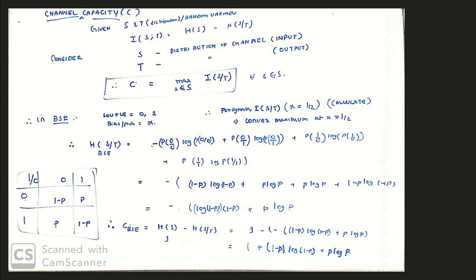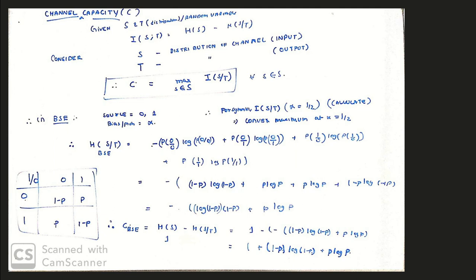Now in the binary symmetric channel, the source has 0 or 1. Suppose the bias we introduce is alpha, so the probability of error is alpha. This is symmetric around alpha equals 1/2. So the probability of 0 to 1 is 1/2 and also 1 to 0 is 1/2. We can calculate that the maximum of the convex function is also at alpha equals 1/2.